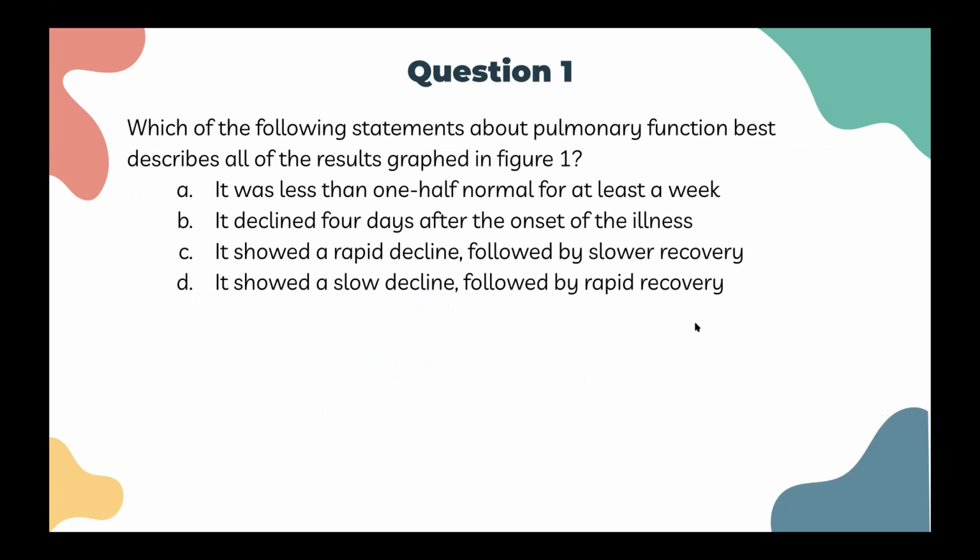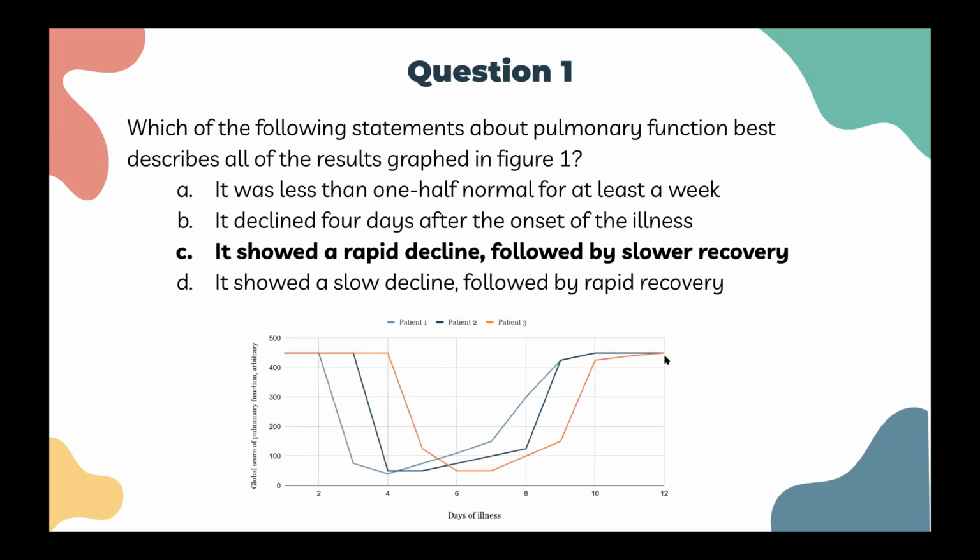All right, so the correct answer is C. If we look at figure 1, we can see that the pulmonary function decreased rapidly for all patients, and it took them like 5 or 6 days to return to normal, and it was a pretty slow recovery. So option A is wrong. Less than 1/2 of normal would be around like 200 here, around this area on the y-axis. We can see that for only 4 days, the pulmonary function was below 200. So choice B is wrong.